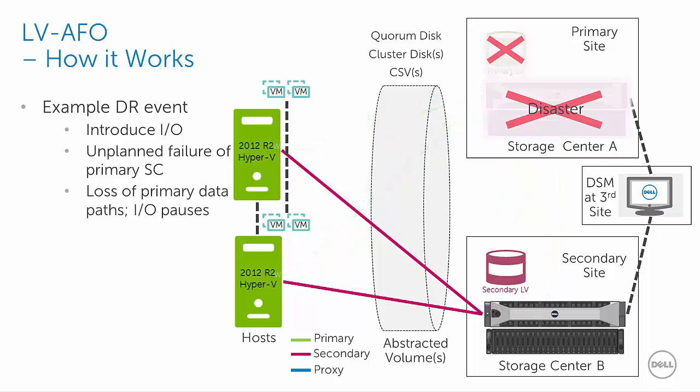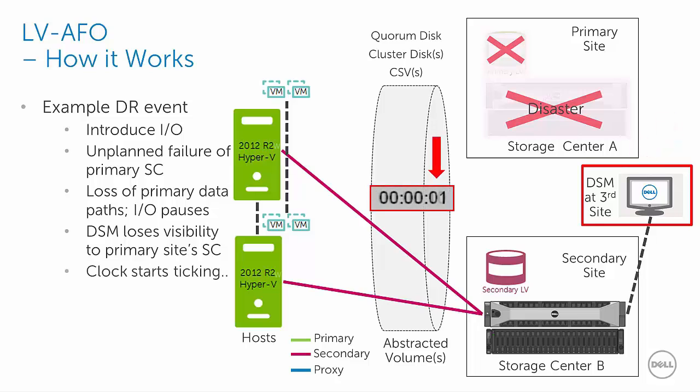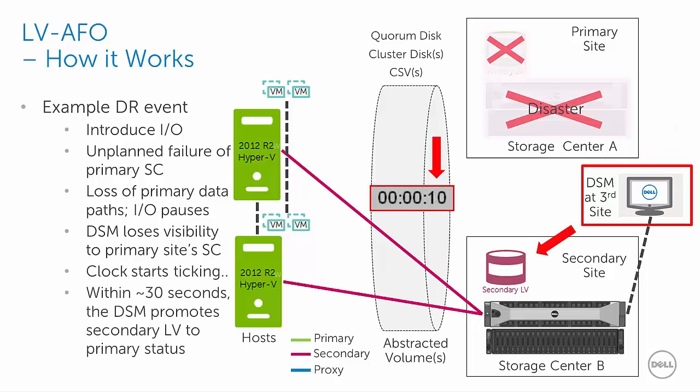I/O is paused briefly because the primary live volume is no longer available to process reads and writes, and concurrent with this, the DSM at the third site also loses connectivity to the storage center at the primary site. At this point, the clock starts ticking. Because we have a limited amount of time to complete automatic failover so that we don't exceed timeout settings on the host servers, the DSM will promote the secondary live volume to primary status in about 30 seconds or less.